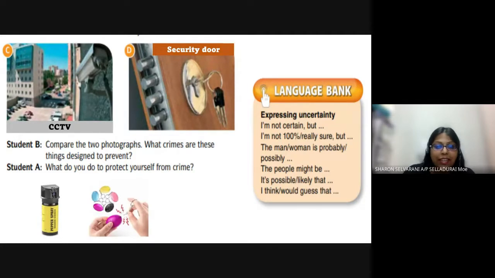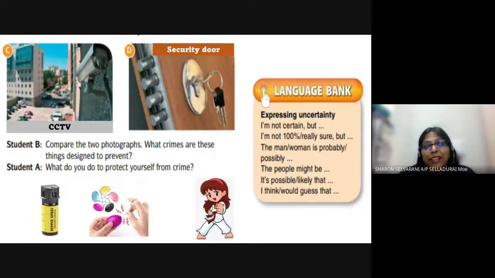Okay, besides that, you can use a pocket alarm, right? You just pull a trigger or something like that, and then it will sound like an alarm. This may probably frighten the robber or the thief, and the person may run away, so you can save yourself. Or besides that, you can learn martial arts. All right, so that depends. Some people are good, so they can defend themselves with martial arts. All right.